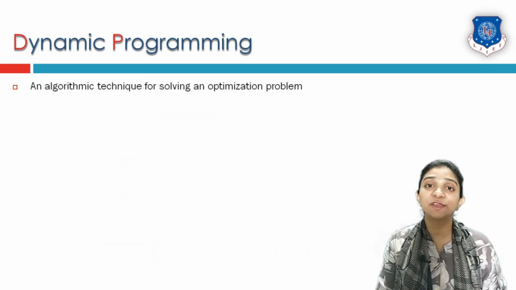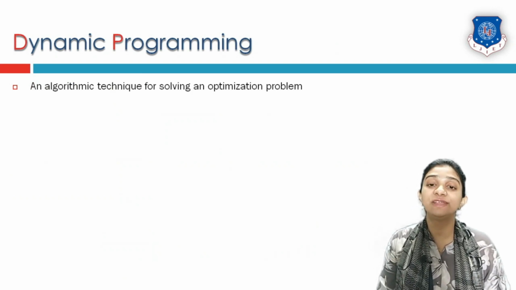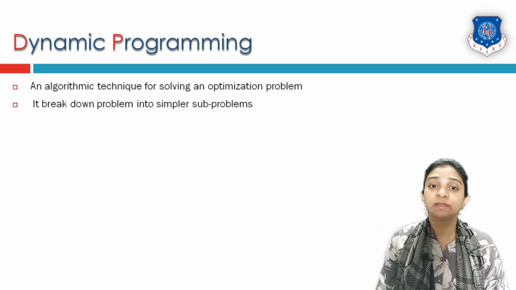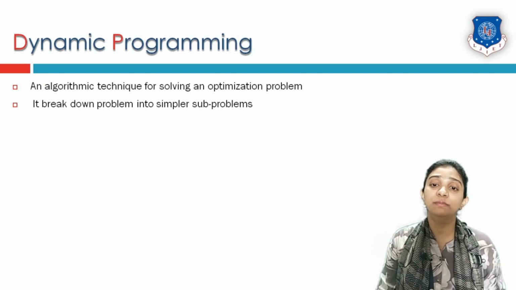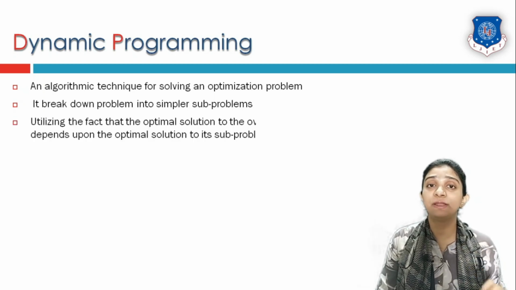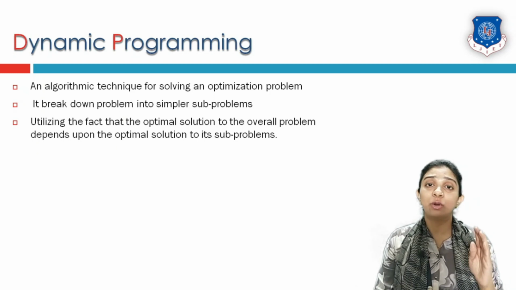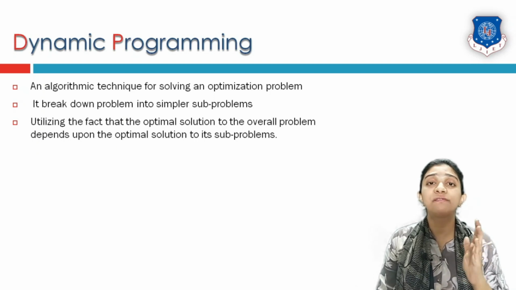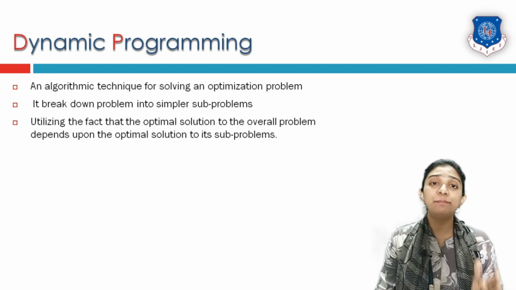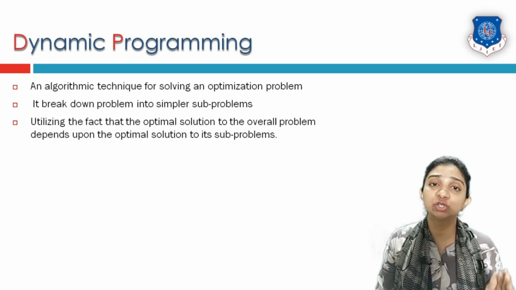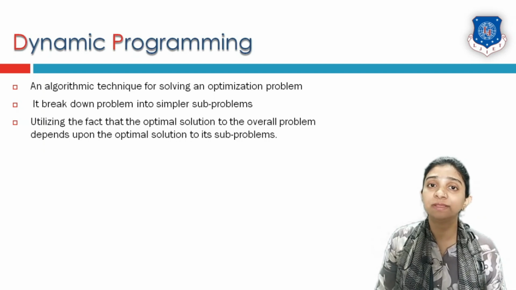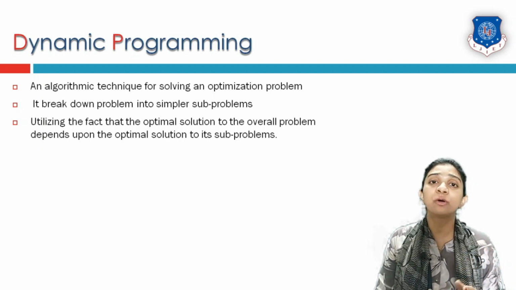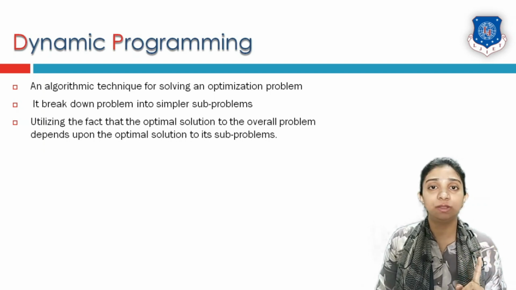Dynamic programming is basically an algorithmic problem solving strategy for optimization problems. It breaks down the problem into smaller and simpler subproblems. It also utilizes the fact that the optimal solution of an overall problem depends on the optimal solution of its subproblems. If a subproblem is not solved optimally, we cannot solve the overall problem optimally.